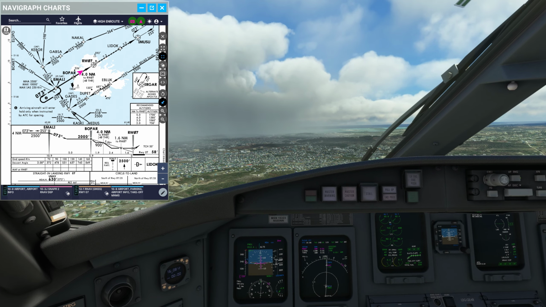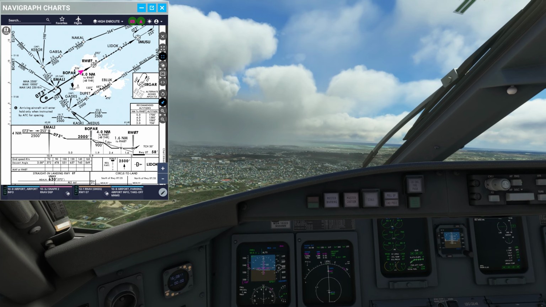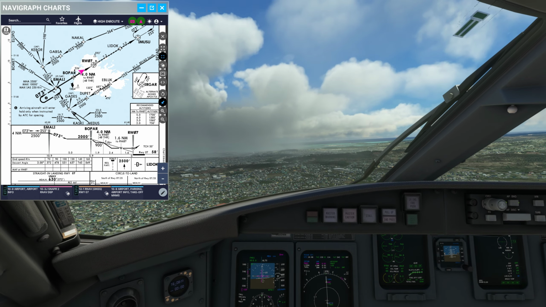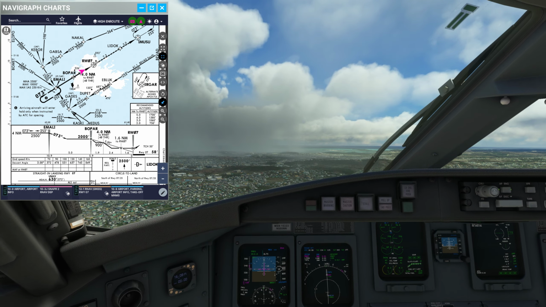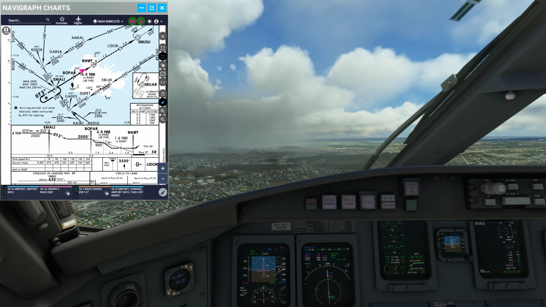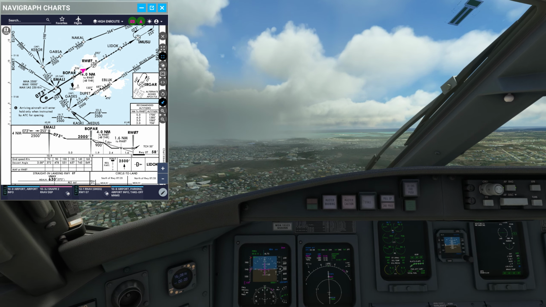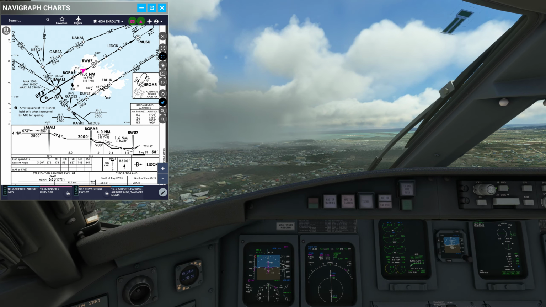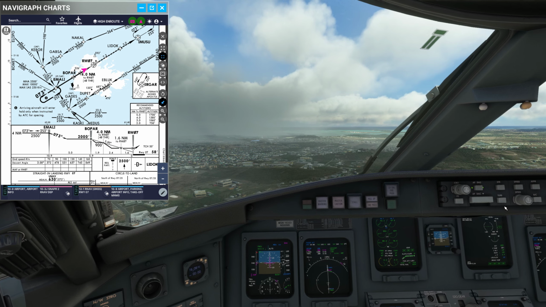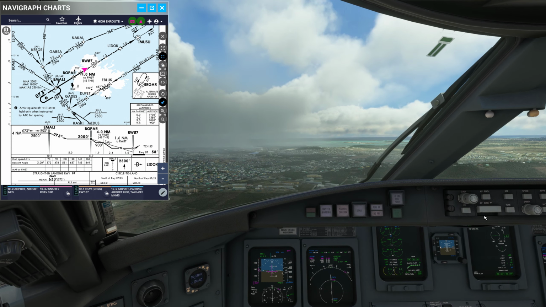Okay, at 3 nautical miles, I want to be at 1,000 feet. I'm already below that. So I'm going to level off here for a second. Bring in some power. Okay. I am visual. I'm going to disconnect the autopilot. I'll put it right back up.